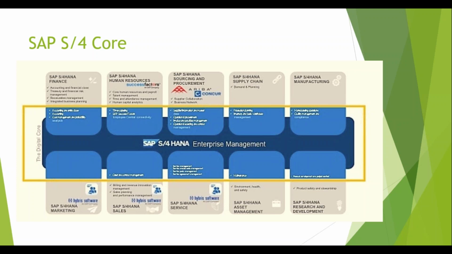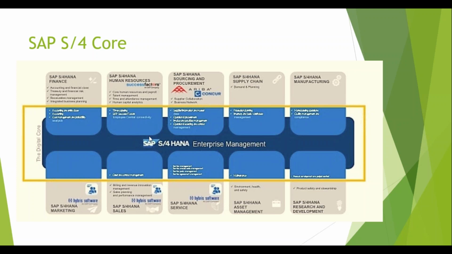Similarly, when we are saying SAP S4HANA, it includes everything. It includes your core component, plus SuccessFactors, Ariba, Concur, Hybris, even SRM, CRM, APO, they are all part of it. But where is the difference? Is there a difference in SuccessFactors compared to ECC? Is there a difference in Ariba or Concur compared to ECC? No. The difference is in the core.